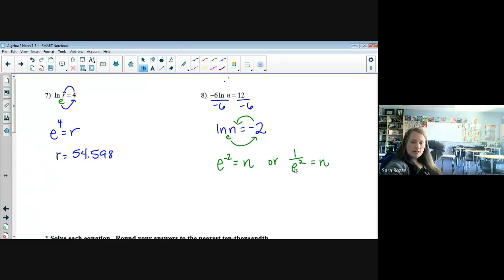You might also see it written like this. Remember a negative exponent? This tells you to put it in the bottom of the fraction, so make sure you remember that. That could also be what the answer looks like: 1 over e squared. Or it could be in decimal form.